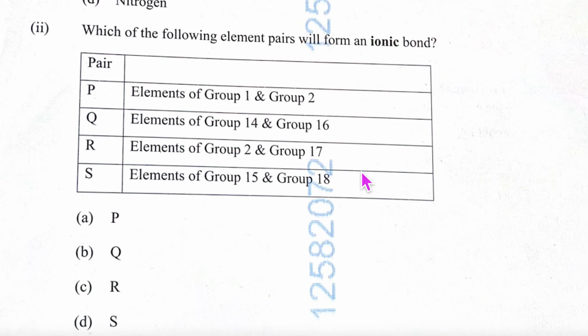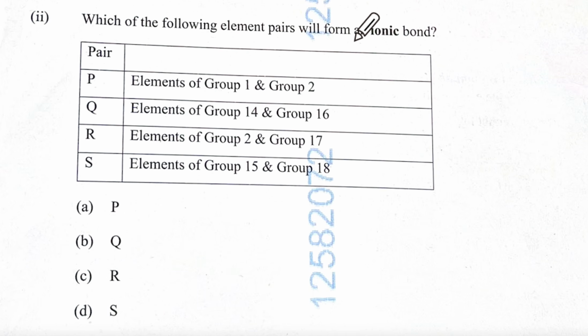Which of the following element pairs will form an ionic bond? P is element of group 1 and group 2. Q is elements of group 14 and 16. R is element of group 2 and 17. And S is element of 15 and 18.